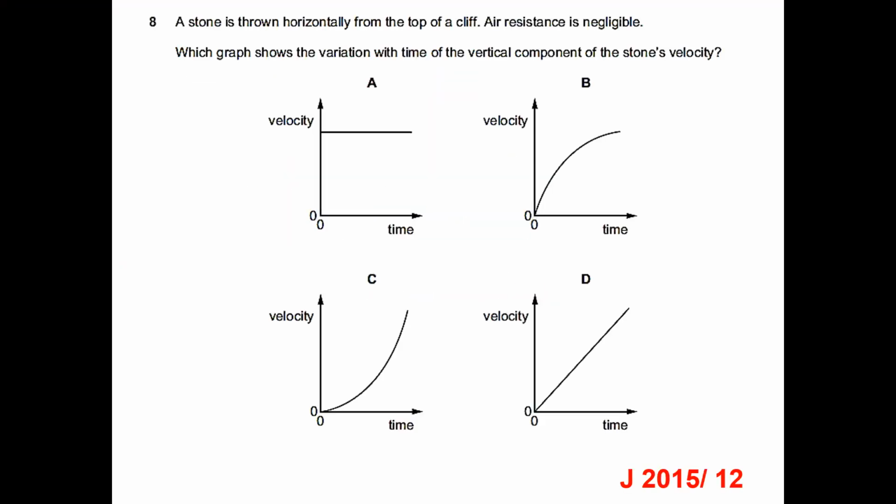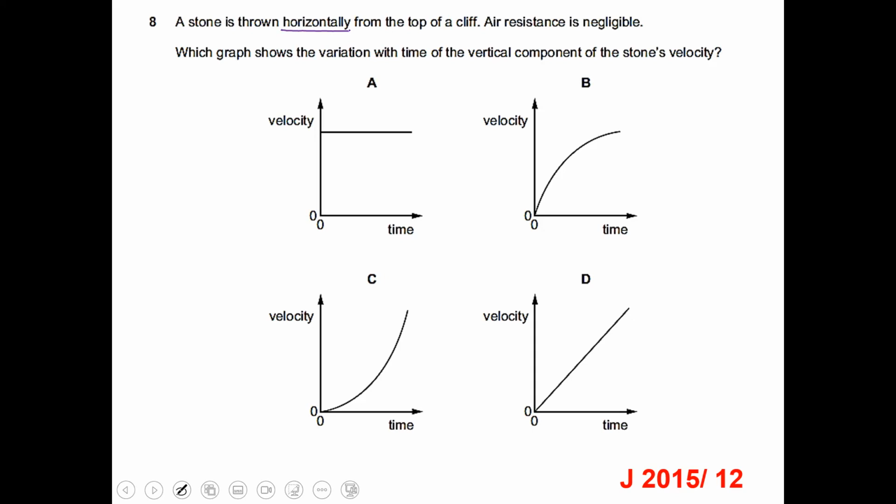Now, look at this question. A stone is thrown horizontally from the top of a cliff. Air resistance is negligible. What graph shows the variation with time of the vertical component of stone velocity? We have made a detailed discussion today, and remember that this is case A, where the projectile is thrown horizontally. Now, these types of sketches, remember that you have to analyze each and every sketch, A, B, C, D, everyone.